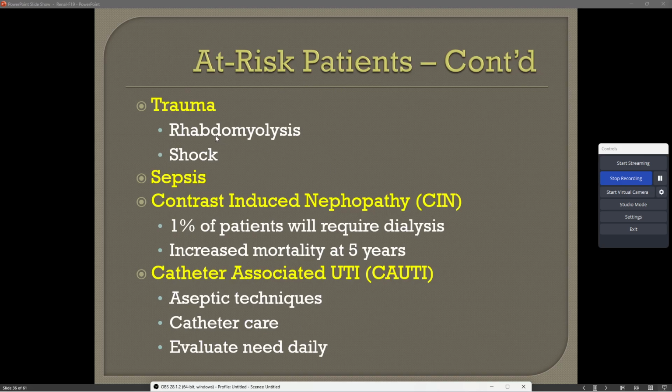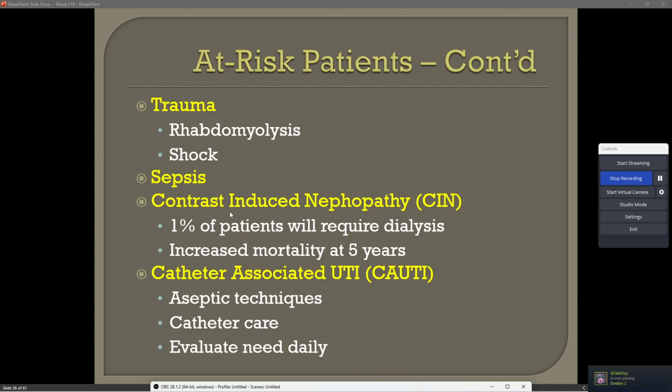At-risk patients: rhabdo patients, shock patients, yes, contrast-induced patients. So with the CKD patients, we're worried about contrast-induced nephropathy, CIN. 1% of patients will require dialysis, and believe it or not, increased mortality at 5 years. So a substantial drop-off just due to giving contrast.